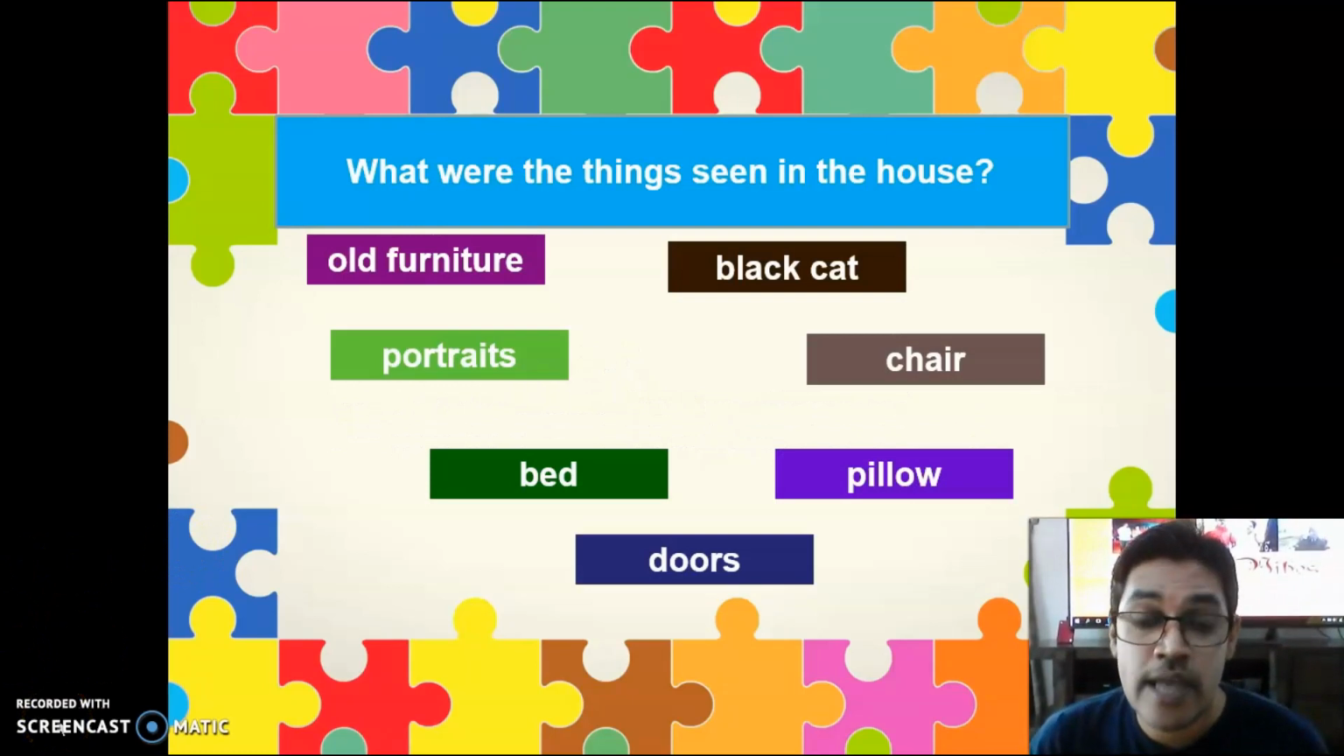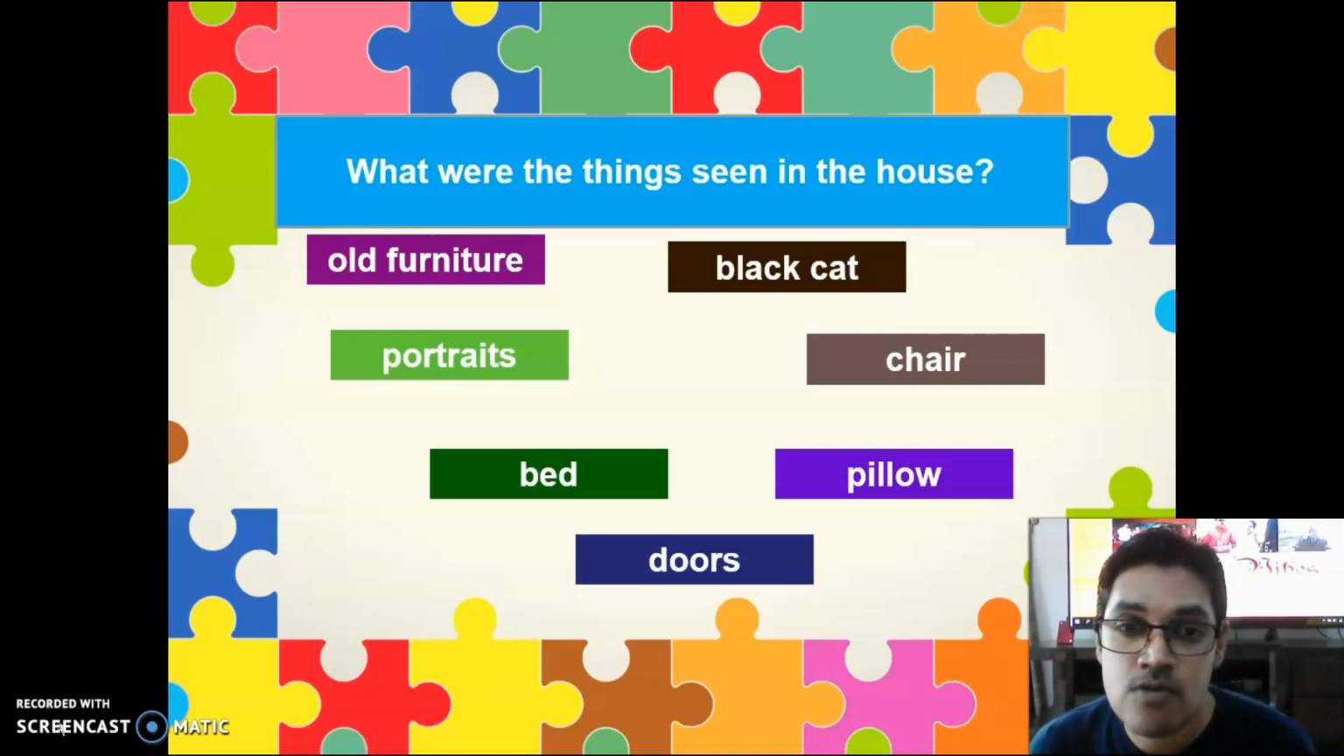As you enter the house, what were the things seen in the house? Now it's time for you to describe the things that you see in the house. Now you are describing an old and deserted house. You can start from the entrance of the house. What did you see at the entrance? As you enter the house, what did you see inside the house? Here you can take all the small details and put them together and form a paragraph.